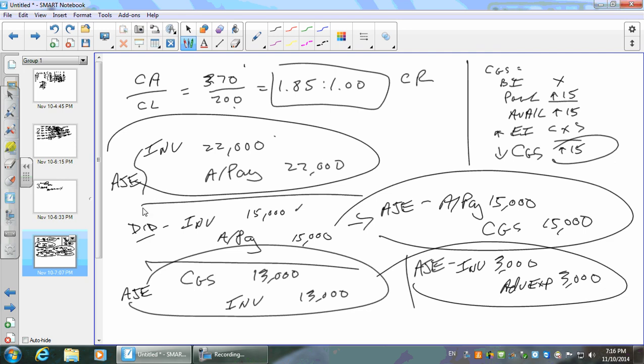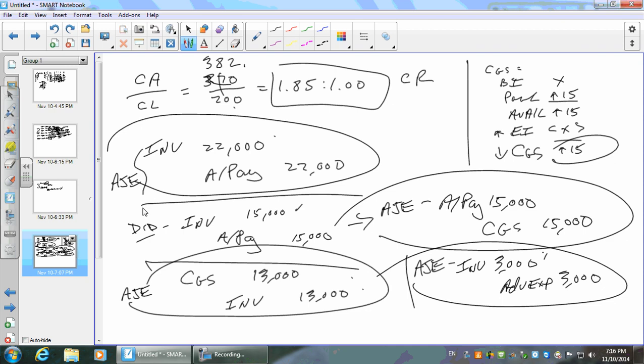370 plus 22, right? Less 13. So that's 379 now? Plus 3, what do you get? What's the current assets? Yep. 370 plus 22, less 13 plus 3. 382. That'd go to 382.